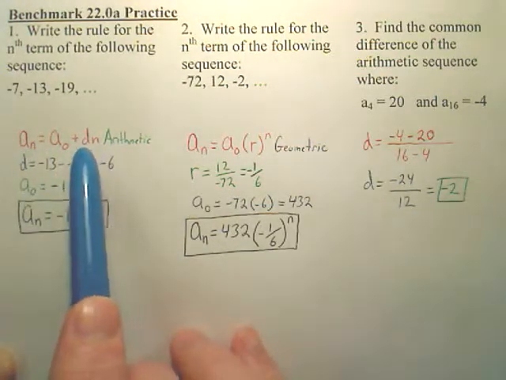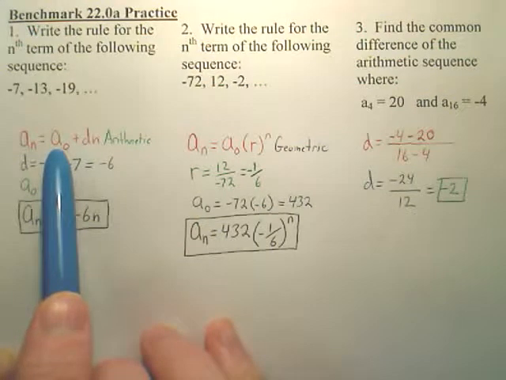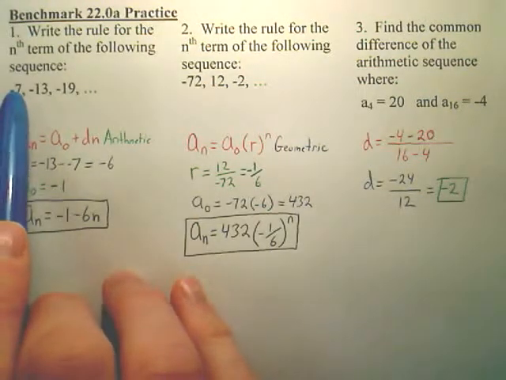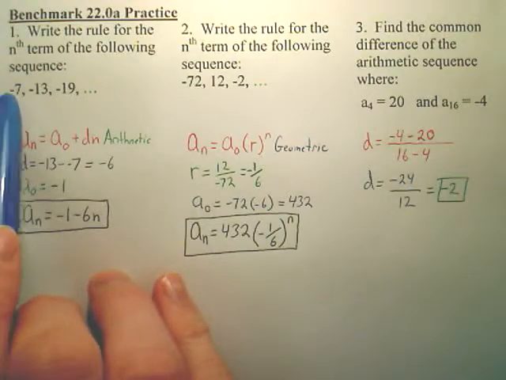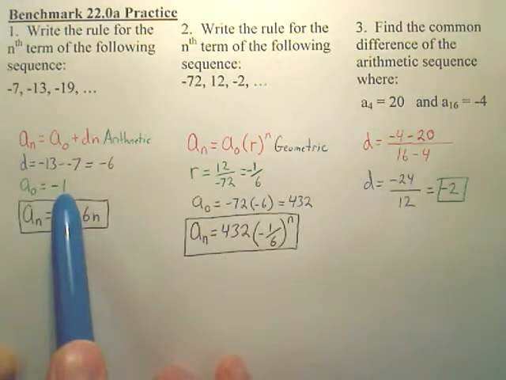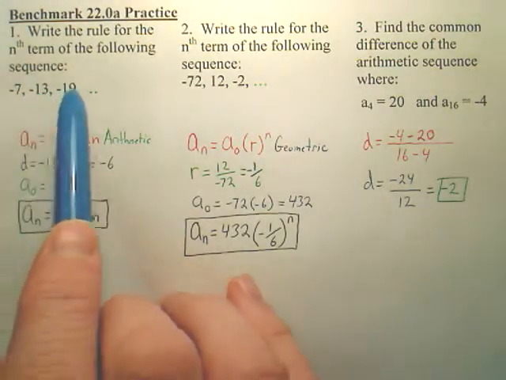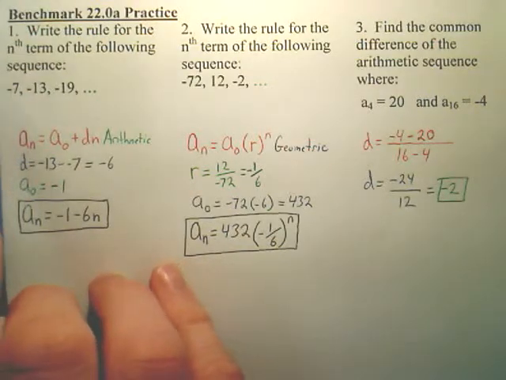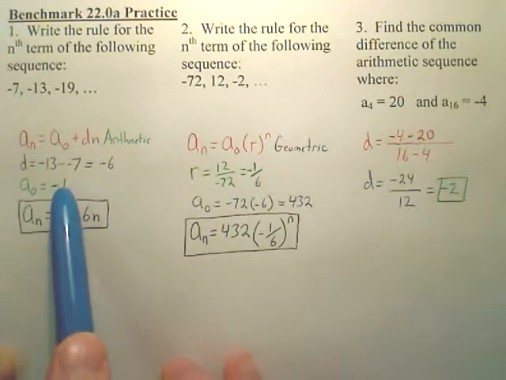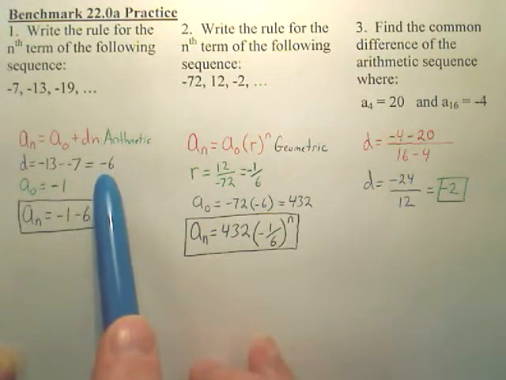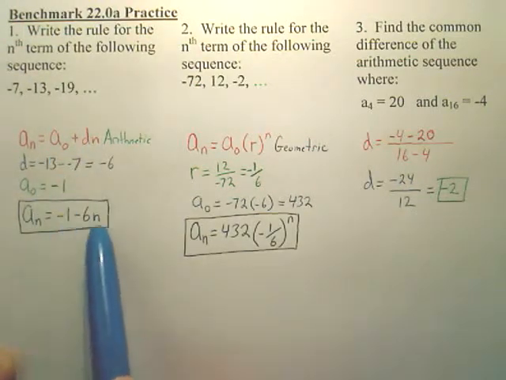This formula states that you start with A0, which is the term before the first term. The term before this term would be -1, because if we're minusing 6 this way, we add 6 this way. So the term in front of this would be -1. The common difference we just figured out, and you plug it in, there's the equation.